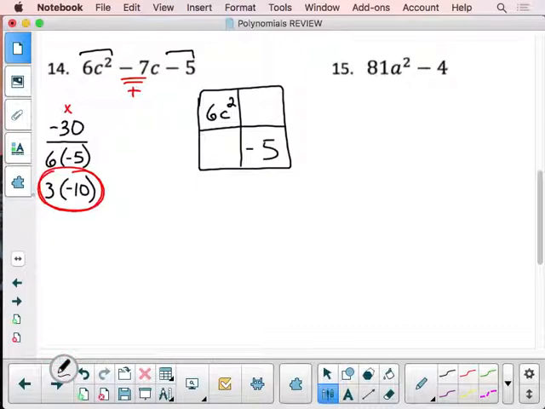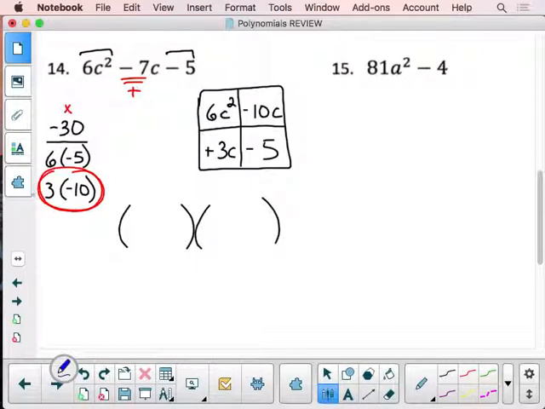So we put a positive 3x and a negative 10x. Oh my goodness, why am I writing x's there? These are c's, right? Sorry about that. All right, positive 3c and negative 10c. Now we have to pull out greatest common factors because what we're looking to do here is factor this trinomial as the product of two binomials. So let's figure out what they're going to be.